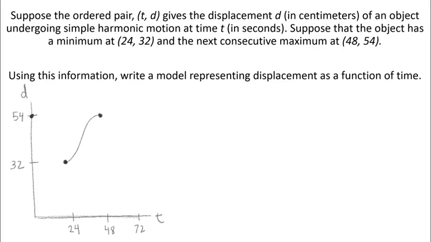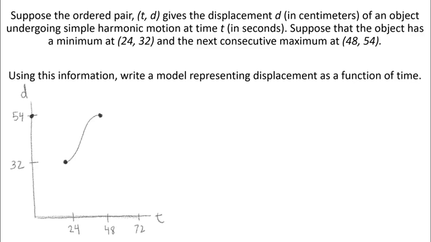All right, this example says, suppose the ordered pair t comma d gives the displacement in centimeters of an object undergoing simple harmonic motion at time t in seconds. And it tells us that the object has a minimum at 24 comma 32. So that would be here. And then it has the next consecutive maximum at 48 comma 54. That would be there. And using this information, we want to write a model representing the displacement as a function of time.